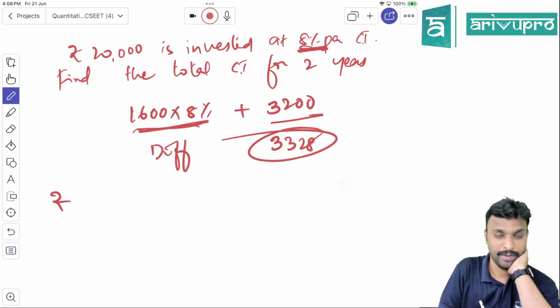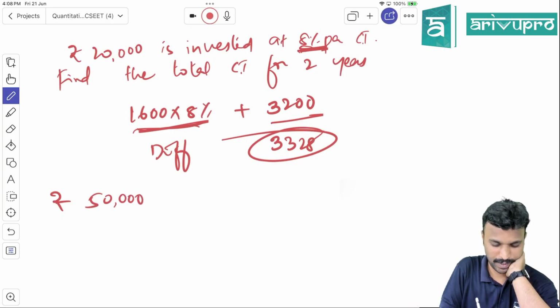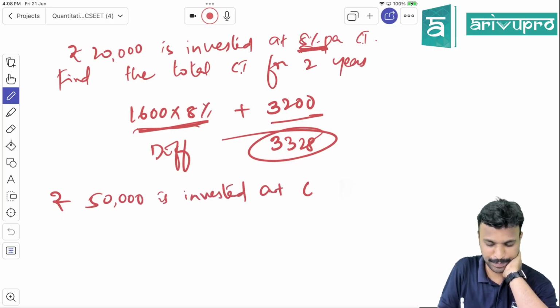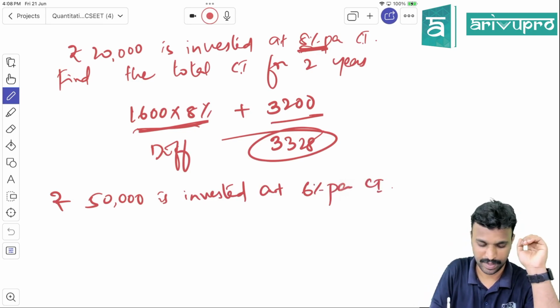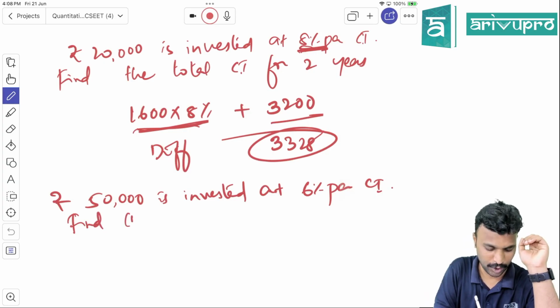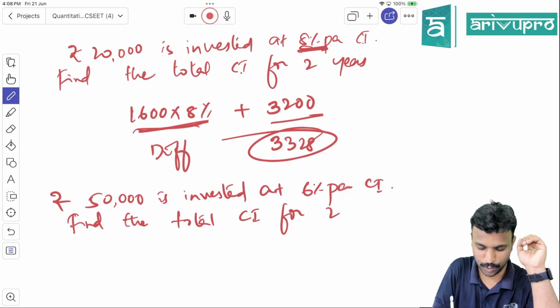Rupees 50,000 is invested at 6% per annum CI. Find the total CI for 2 years.